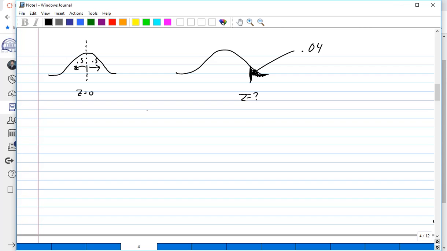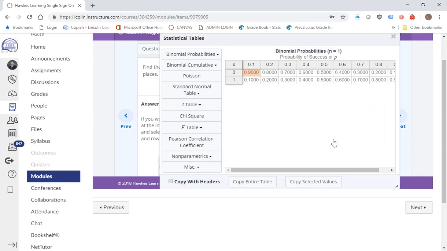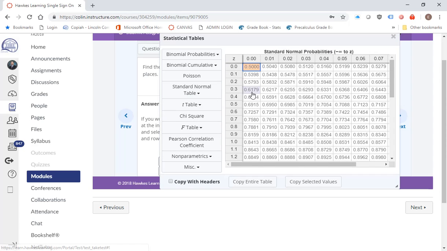So what that means is all of this stuff right here, if that's 0.04, all of this stuff is 0.96, right? So I'm not going to use a z of 0.96. This is an area of 0.96. So I need to look in my table and find the area closest to 0.96 and then see which z that corresponds to. Go back to tables. Standard normal table.